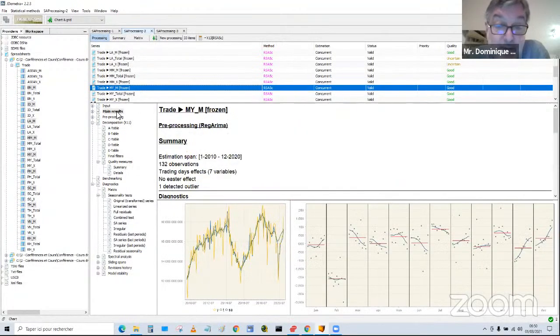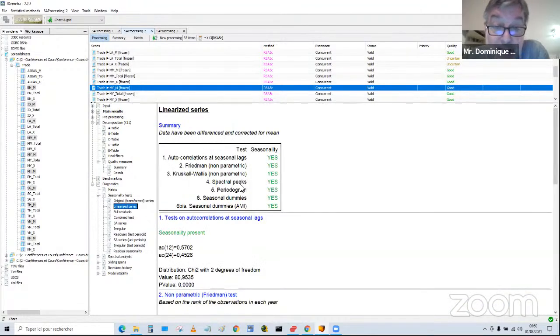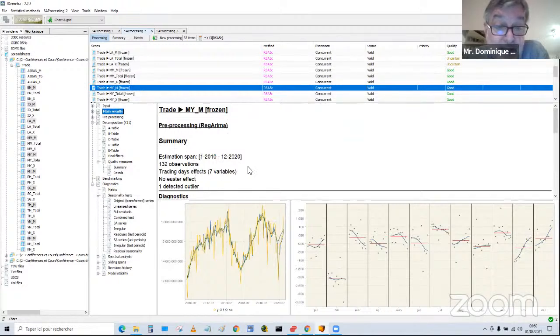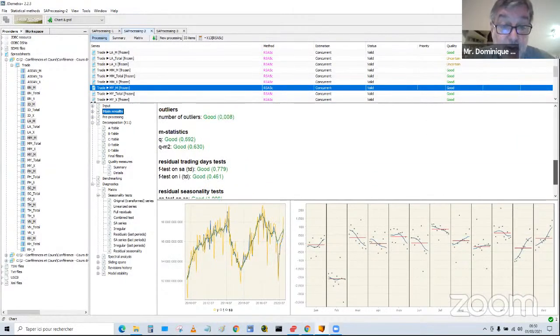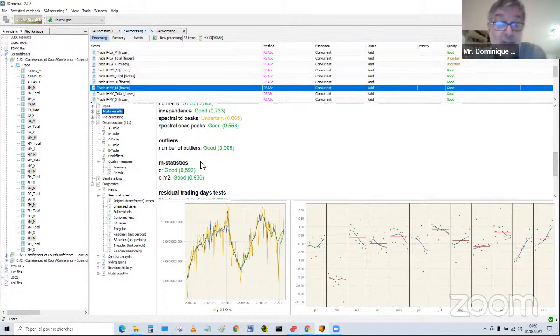So let us go back to the main results. The situation is pretty correct. We can see the seasonal component on the graph. Here we do have a clear seasonal component due to February, so we should have no problem to detect the seasonality. If I go to the main results, I see that I have a trading day effect. So let me first check if things are okay. Things look okay. We saw already the Q statistic.